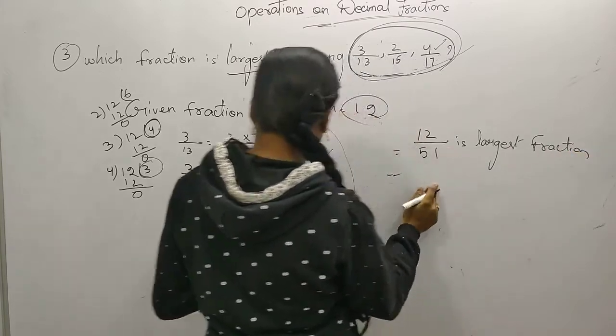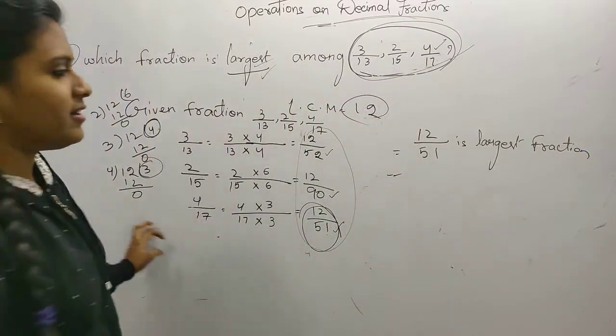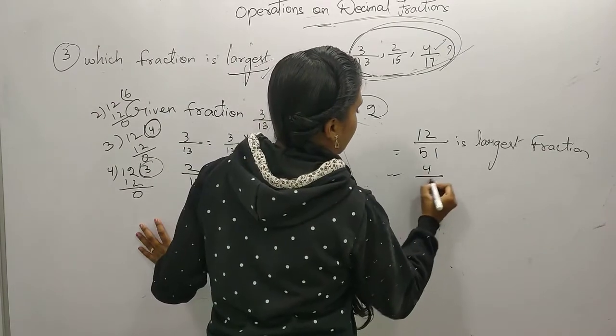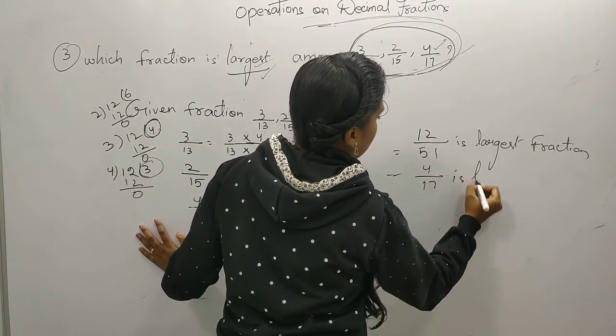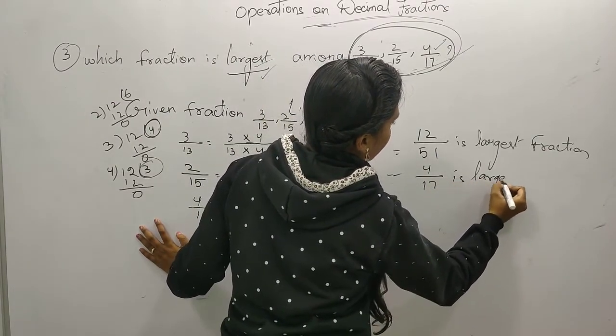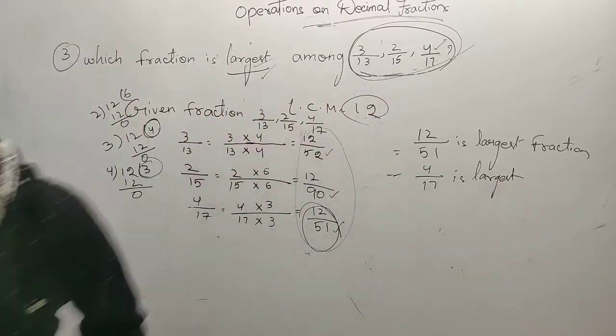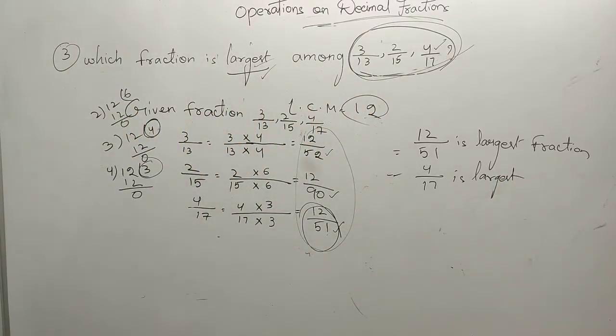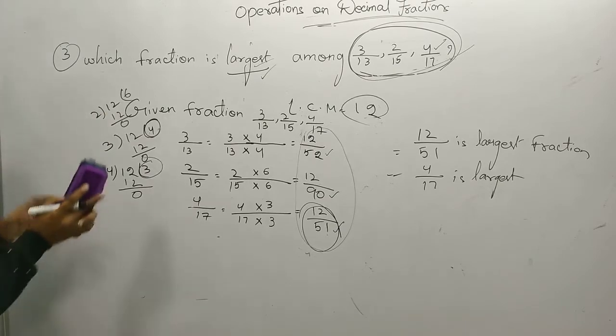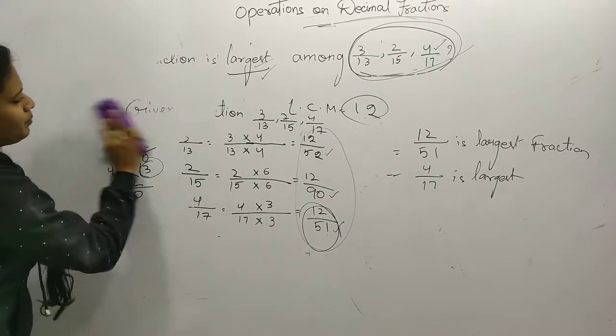12 by 51 is whose fraction? 4 by 17. Means 4 by 17 is largest. Okay, we solved 3 problems. Now, by the way, we will solve another problem.